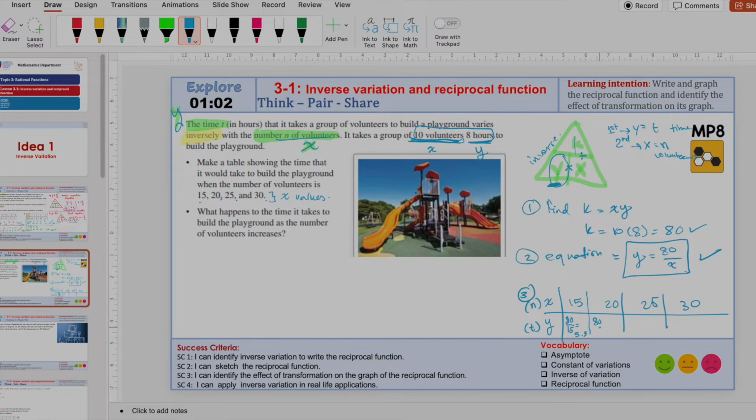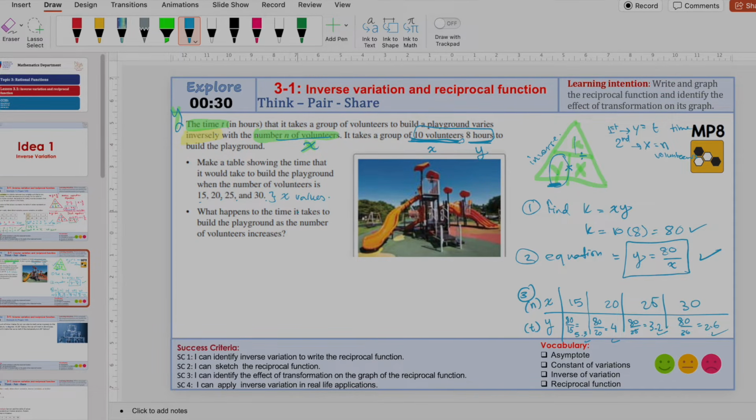Same here, 80 divided by our x, 20. This one is 4. 80 divided by our x, 25. This is gonna be 3.2. And then 80 divided by 30 is gonna be 2 point something. 2.6, and that's it. So I found the values: 5.3, 4, 3.2, 2.6.